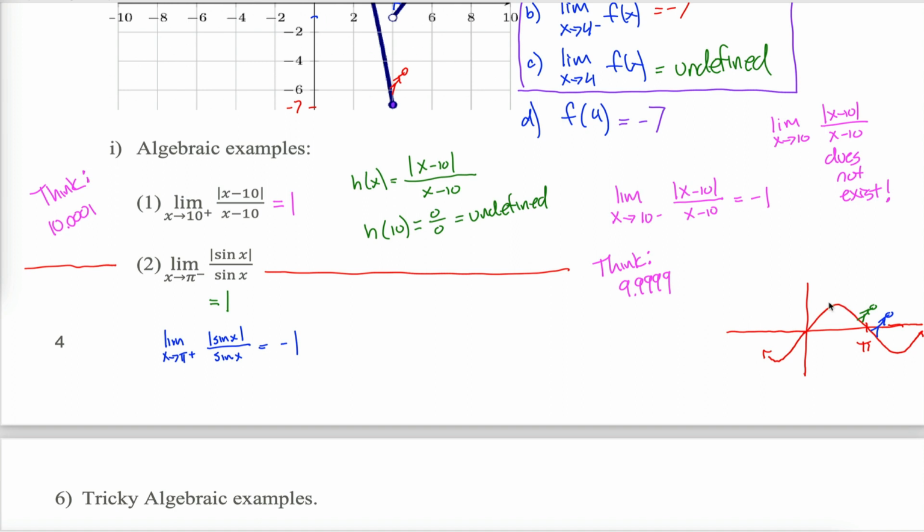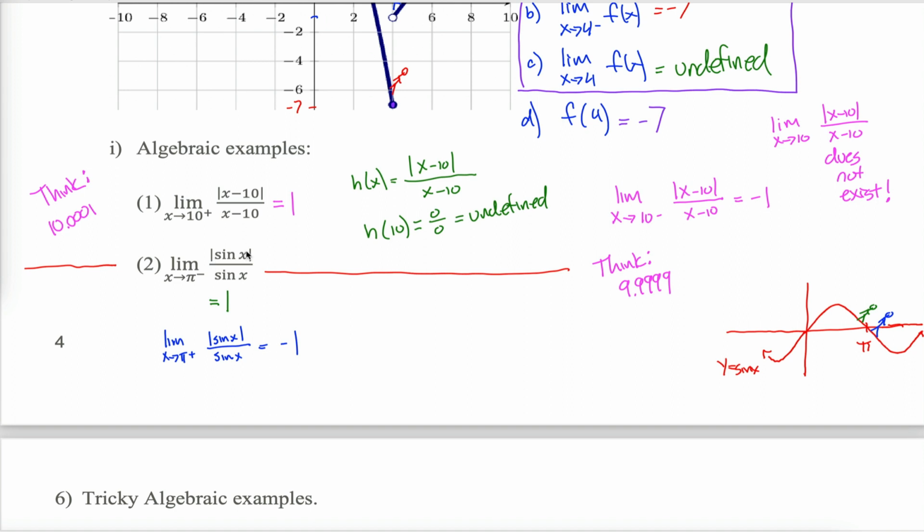I hope I didn't confuse you too much by drawing this graph. This graph is not the absolute value of sine of x divided by sine of x. This graph is just y equals sine of x. This was just to try to help you understand what comes out of the sine of x machine when we put values close to pi into it. And then from that, we can do the analysis on this function.